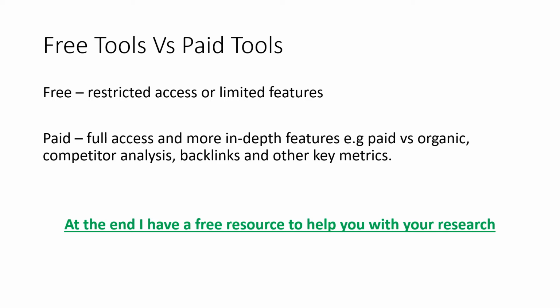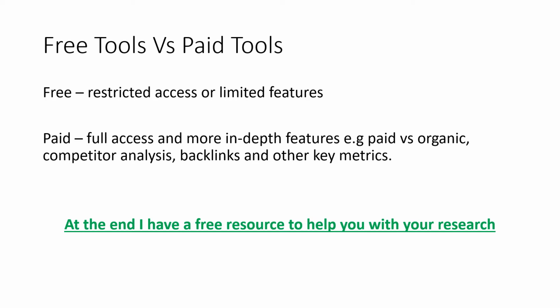So a paid tool will give you full access, give you more in-depth features, give you more metrics that you can use to analyze and find out which is the best keyword for you to go for. They'll include things like what's the paid versus organic options when it comes to a keyword, your cost per click, for example. They'll look at competitor analysis. So they'll have a look at your competitor and see for a particular keyword how well that competitor's doing, so you can decide whether you can actually outcompete your competitor or not.